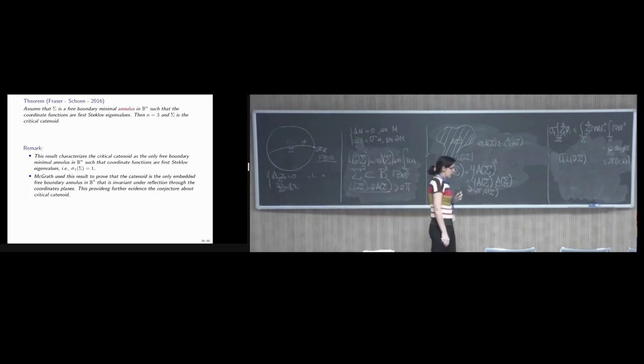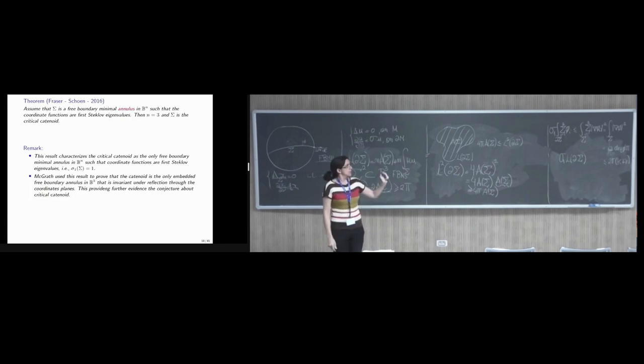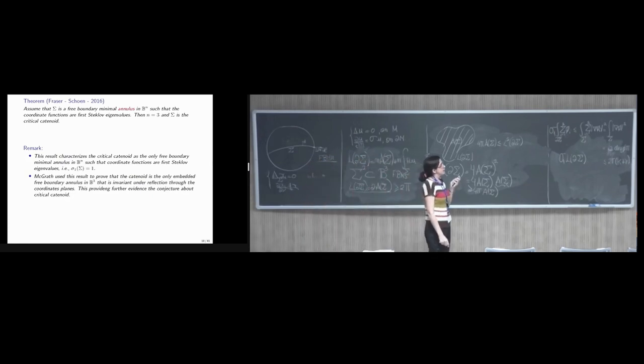And what more? The question about the critical catenoid conjecture, let me see. There are some partial answers, and Medvedev used these results to prove that the critical catenoid is the only free boundary minimal annulus in the ball that is invariant under reflection through the coordinate planes. Okay, these are important, strong results, because this provides further evidence for the conjecture about the critical catenoid. So this result gives evidence that this conjecture is true. Okay, let's move on.